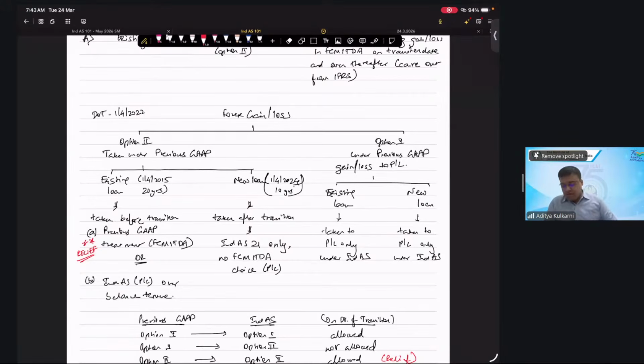So in the case of an existing loan, you have availed it before the transition date. And therefore you will be having something known as an FCMITDA account. Is it okay? So you will take it to that account, and from there you will release it to the P&L. Are we okay with this? Yes, sir.